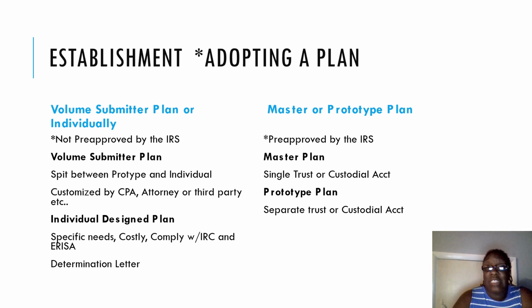It breaks down specific needs, but depending where you are within your company financially, you may want to go with a volume submitter or go over to the master or prototype plans. The master and prototype plans are pre-approved by the IRS, and the other two, the volume submitter and the individual design plans, are not pre-approved by the IRS. The master plan has single trust or custodial accounts. The prototype plans are separated trust or custodial accounts.